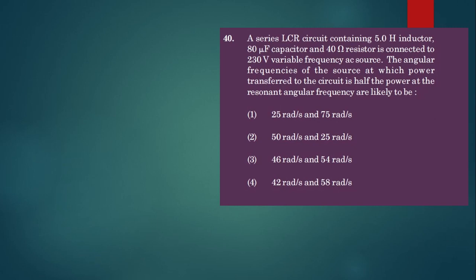This question belongs to the LCR circuit. An LCR circuit involves an inductor, a capacitor and a resistor. According to the description in the question, this LCR circuit is connected to an AC voltage source with variable frequency. When you change the frequency, the current will change as well as the power, as we know for an LCR circuit. We are supposed to find the angular frequencies of the source at which the power transferred to the circuit is half the power at the resonance frequency.